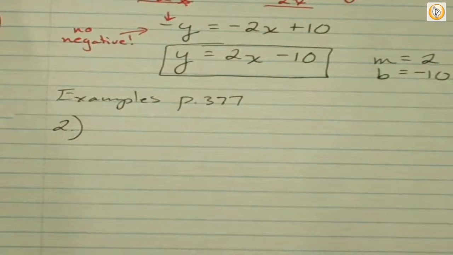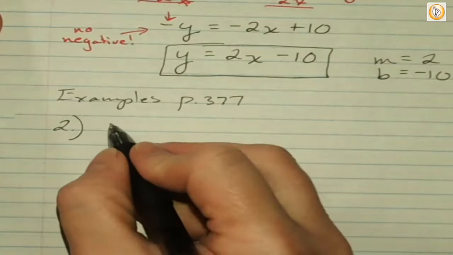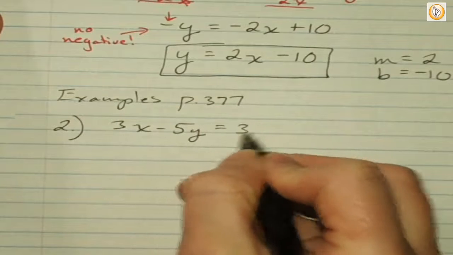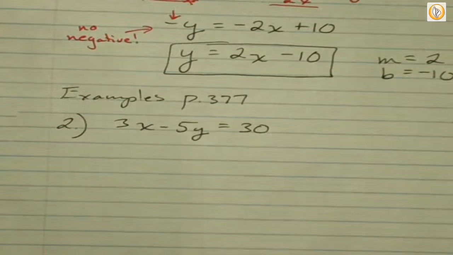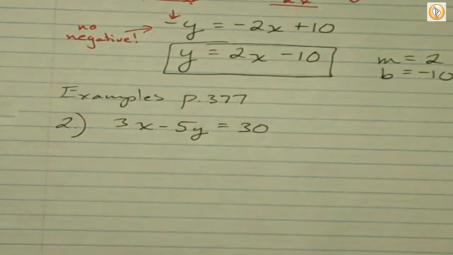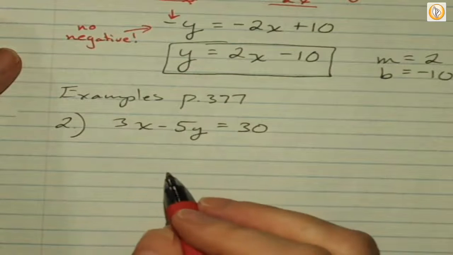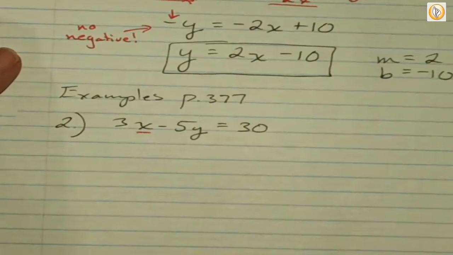Sometimes. Okay. So let's look. The directions say find the x and y intercepts of the following lines. Okay, so they want you to find the x and y intercepts. So they give you 3x minus 5y equals 30. Okay, to find the x and y intercepts, that's when we sub the 0 in. So we'll start with x first.